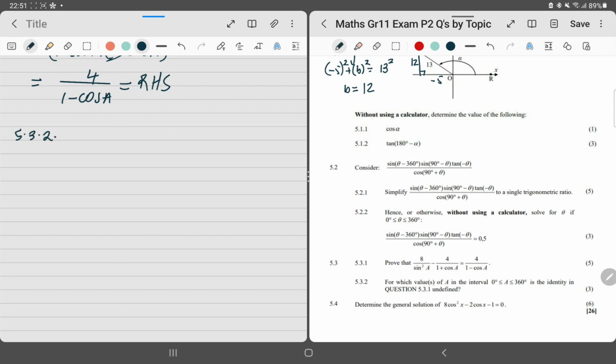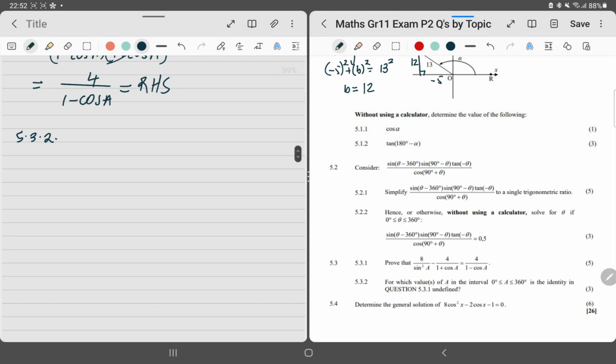5.3.2. For which value or values of a in the interval is the identity in question 5.3.1 undefined? So in order for this identity to be undefined, if this denominator is equals to 0, then the whole thing will be undefined, or that denominator is equals to 0, or that one. So if any of the denominators is equals to 0, then the whole identity will be undefined. We can choose any one of those three. So I'll choose the first one.